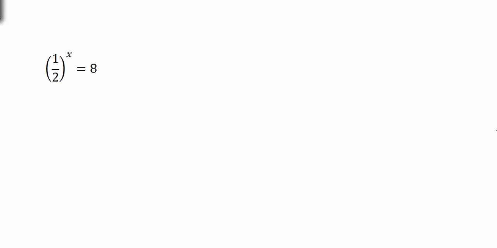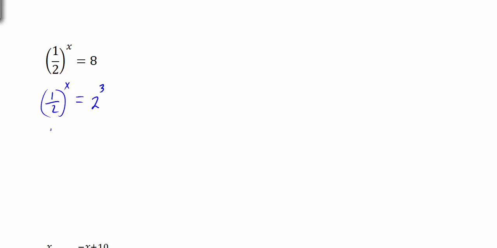Now, one that is a little bit more difficult. We have 1/2 to the x equals 8. Now we want to make the bases the same. Is there any way that we can write the base so that 1/2 is equal to 8? If we think of this as 1/2 to the x, well, we can think of 8 as being 2 to the 3rd power, can't we? 2 cubed is equal to 8.